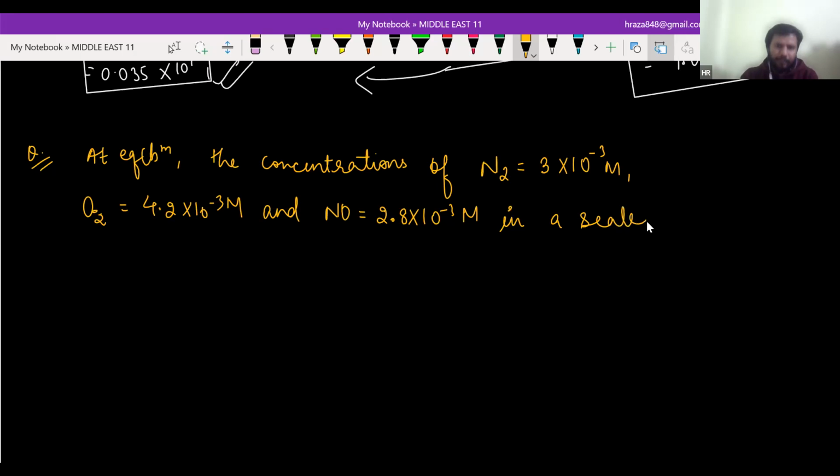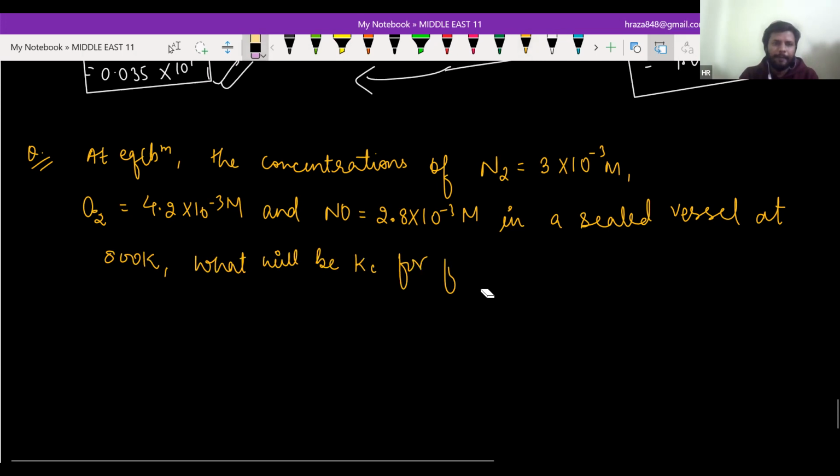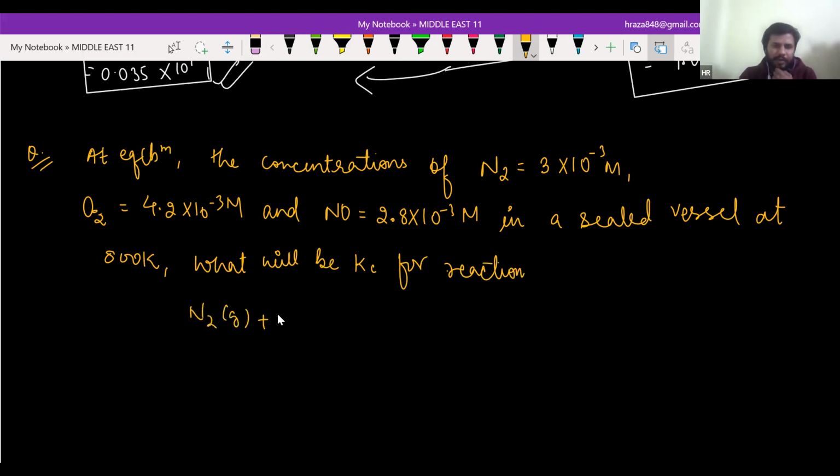in a sealed vessel at 800 Kelvin. What will be the Kc for the reaction? The reaction is given as N2 gaseous state plus O2 gaseous state gives 2NO gaseous state. Okay, I'm going to check the previous question. Just write it and let me know if you are done with this.